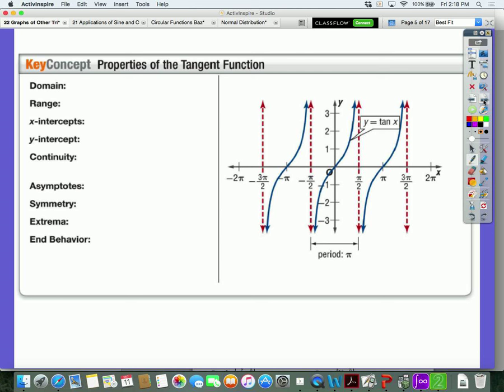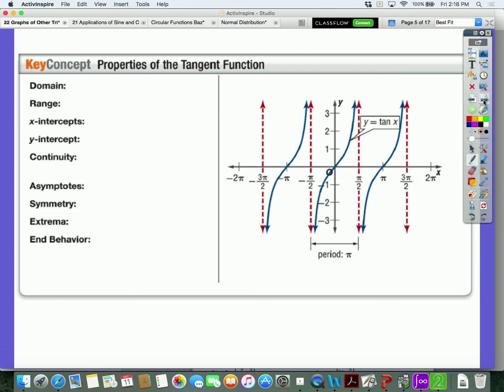Domain. Is it all real numbers like sine and cosine were? No. Why not? There are asymptotes, so there are points of discontinuity, and we need to incorporate that in our domain. Is it every pi over 2 n?